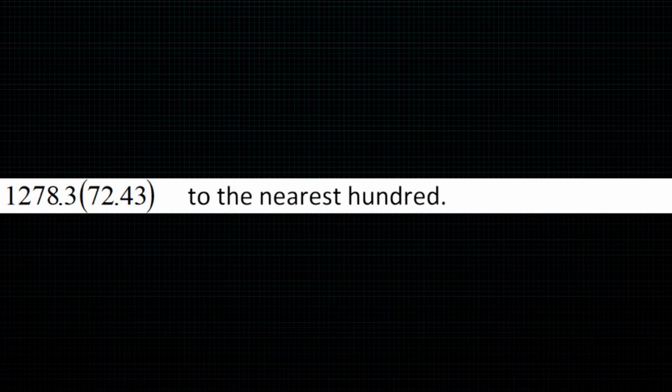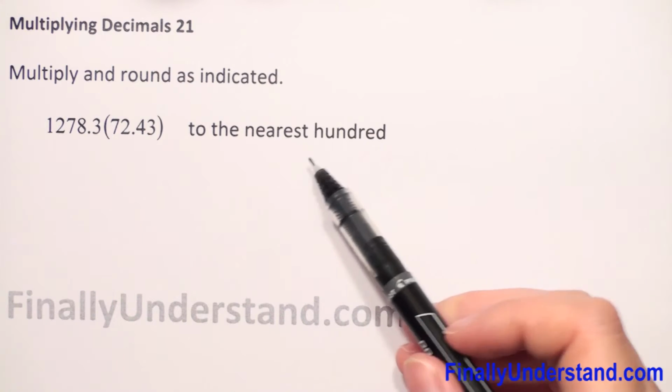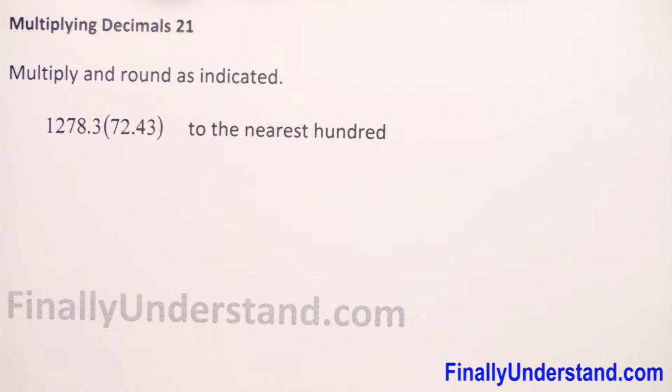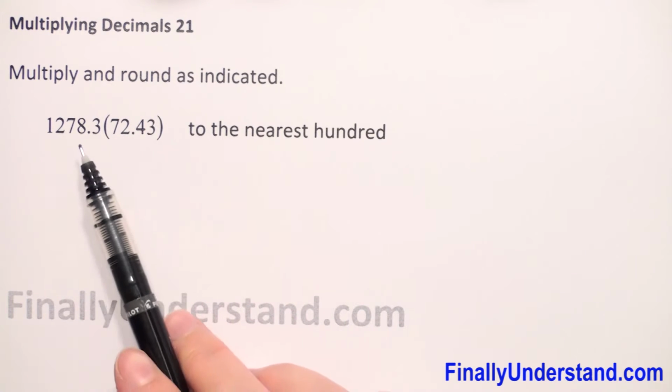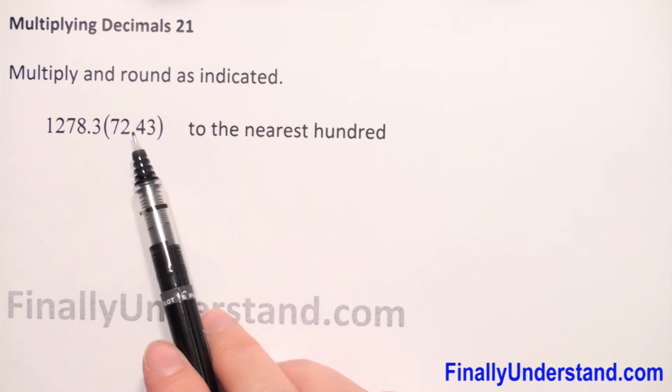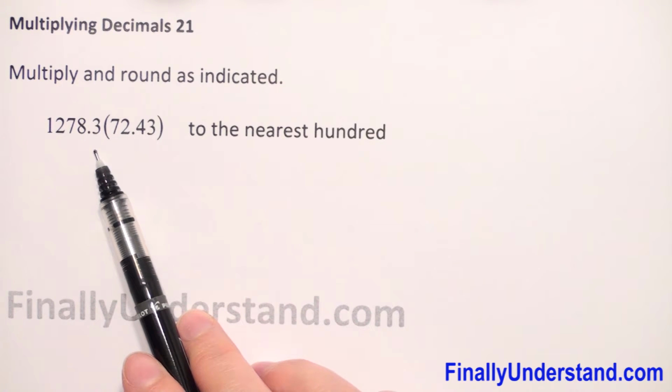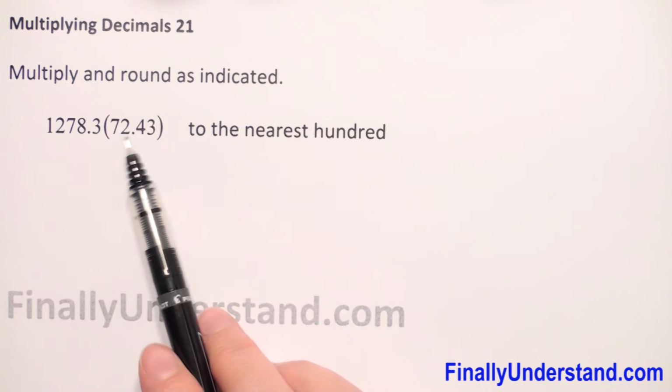We have given two decimal numbers. First, we need to multiply them and next round to the nearest hundred in this example. So, how do we multiply decimal numbers? First, we have to forget about decimal points and multiply these two numbers like whole numbers.